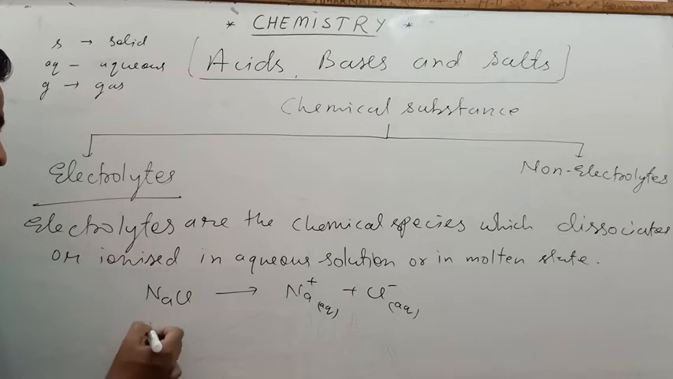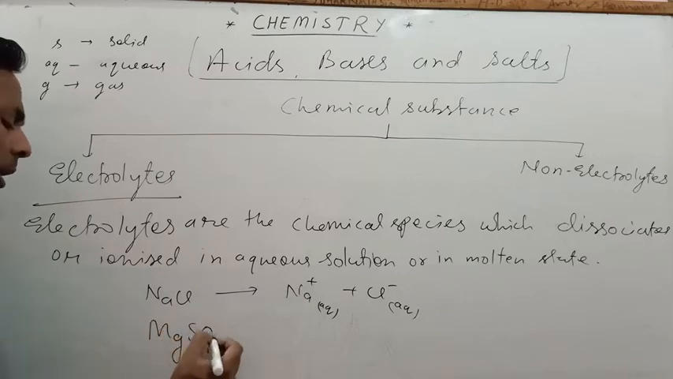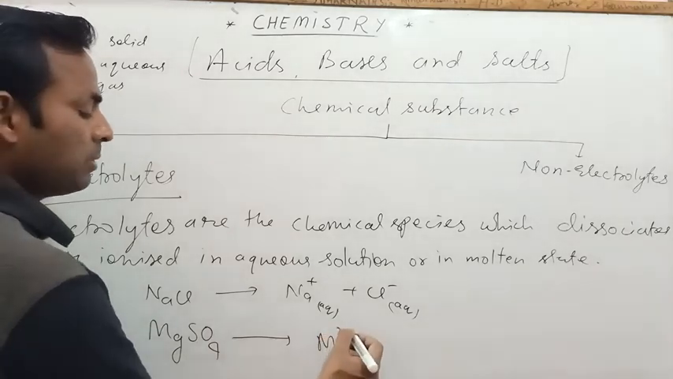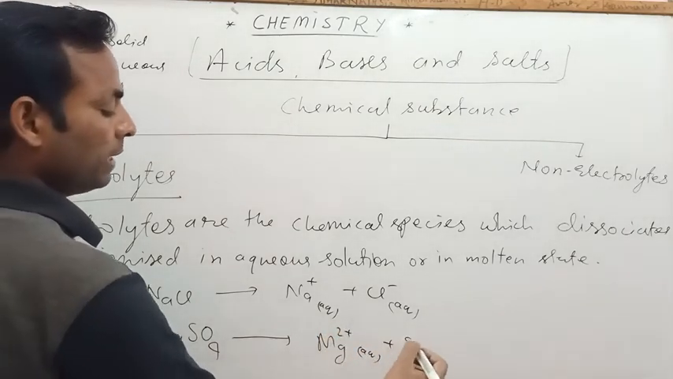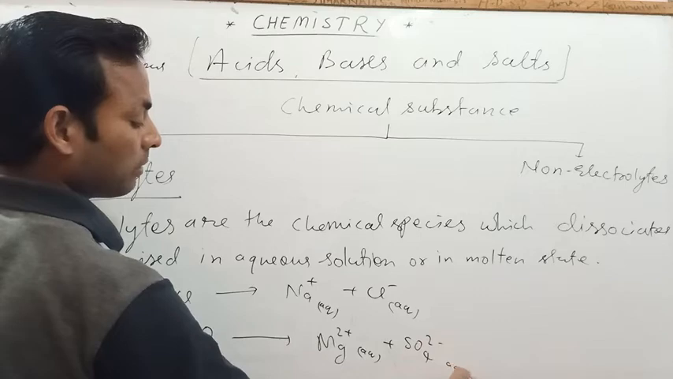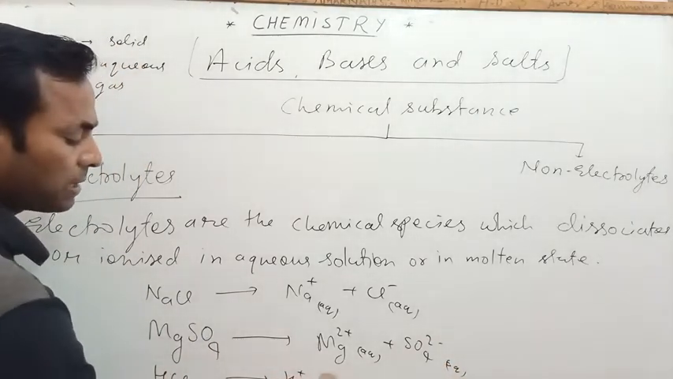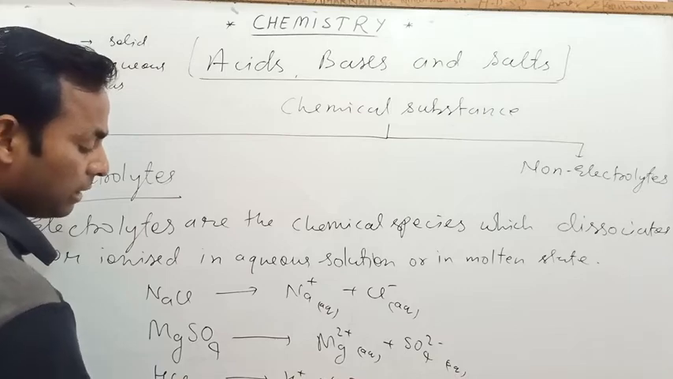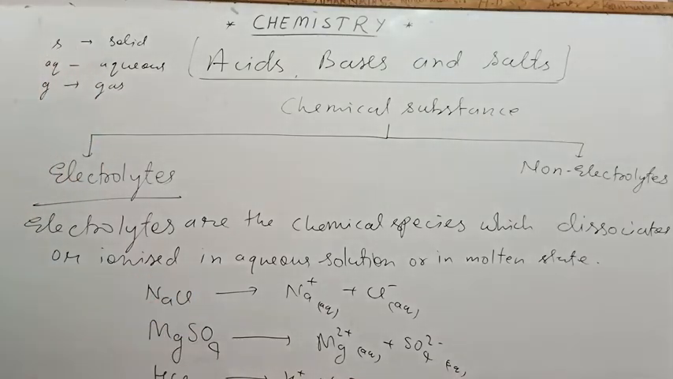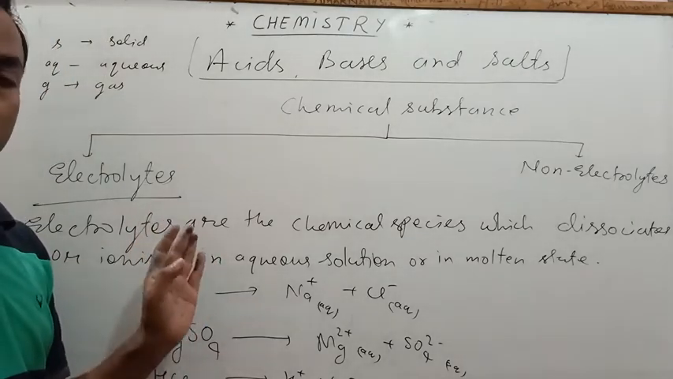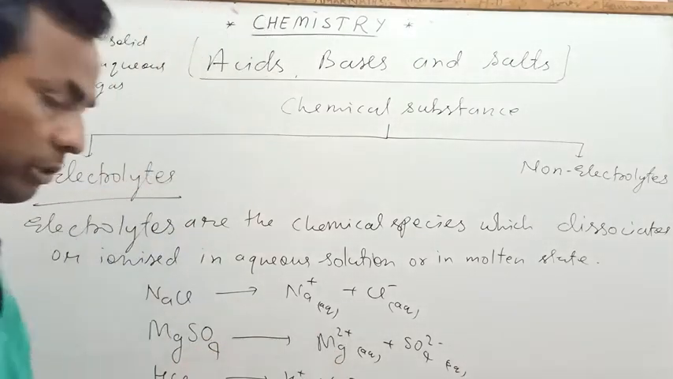Similarly, more examples like MgSO4. When I dissolve MgSO4 in water, it will give Mg2+ ion and SO4 2- ion. When HCl dissolves in the water, it gives H+ ion and Cl- ion. So these all are examples of the electrolytes. Clear? Okay. Please take a screenshot first.